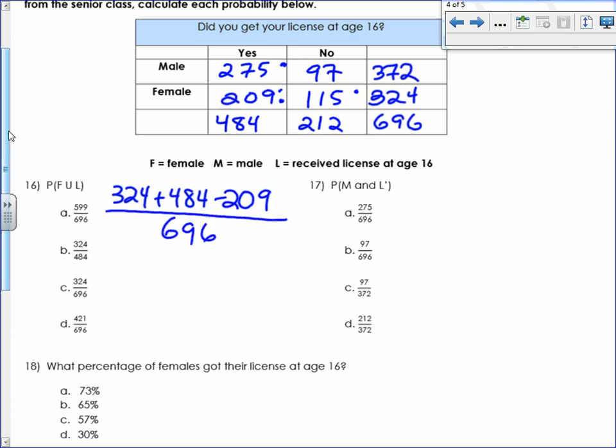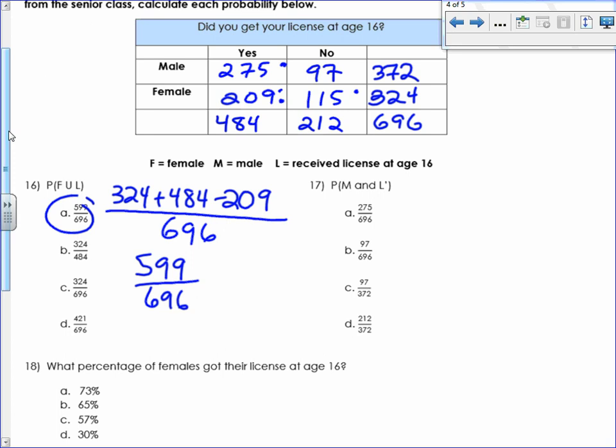And then divide by 696. All right? And so you end up with 599 over 696. You have to subtract out the overlap. That's why I told you guys, make some kind of little mark on there so that you're identifying the people that you're counting. And then whoever gets marked twice, those are the people that you need to subtract out. Okay? I promise you, if you do everything that I show you, it really works every time.